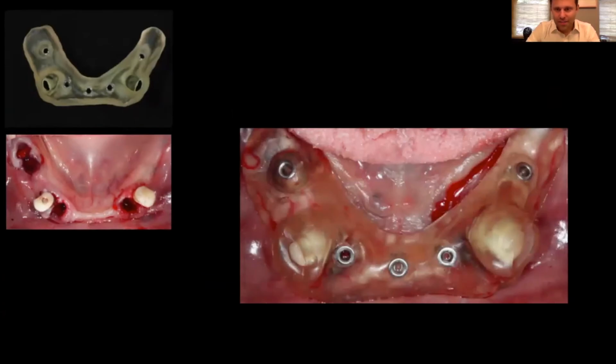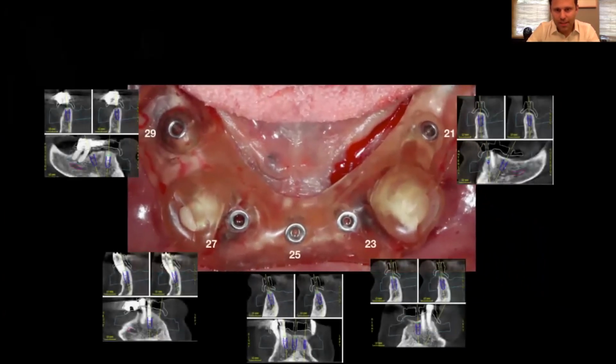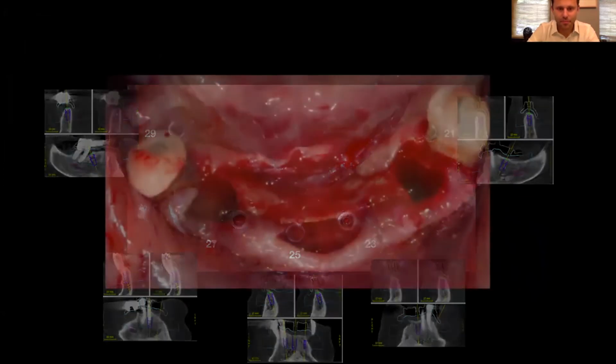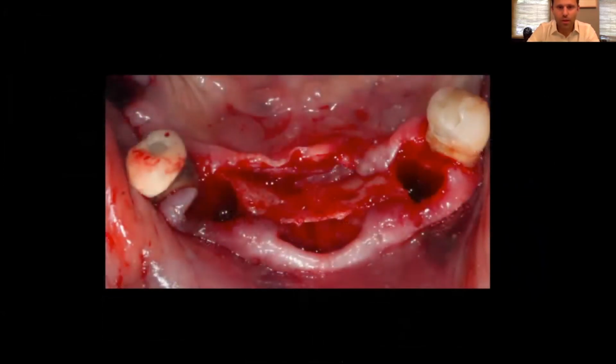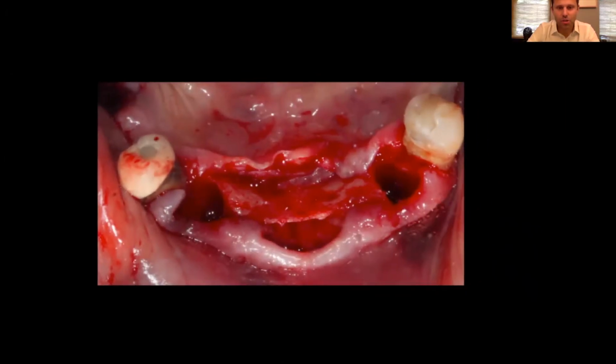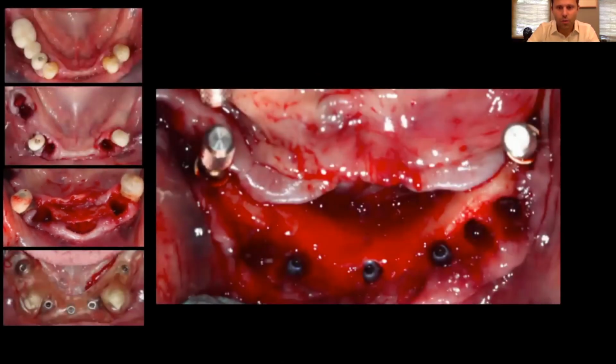So the guides fit well. You always have to make sure you try in the guides. Those are the implant areas. Remember, we're angling, we're avoiding the nerve, the inferior alveolar nerve. And so those are the sites for the implants. So when we do the extractions, obviously then we have to flap the tissue and we place the implants.